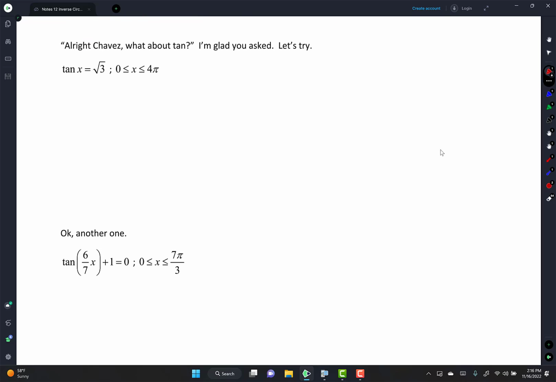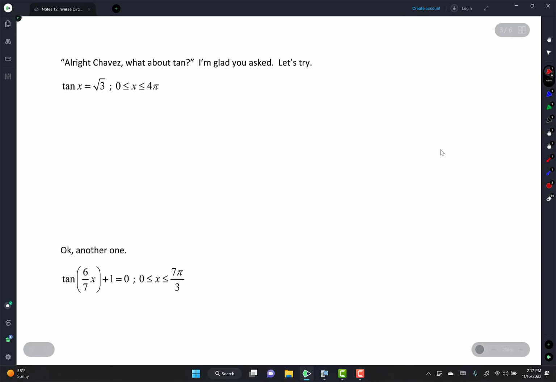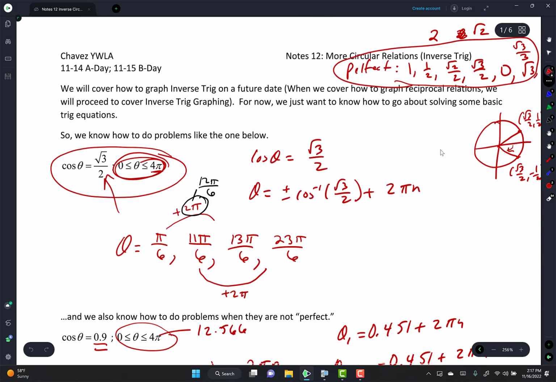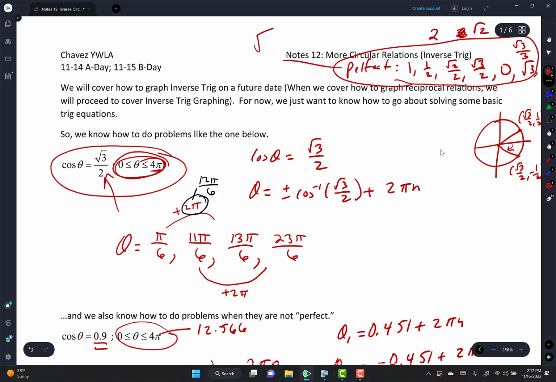Tan equals square root of 3. This one is a perfect coordinate. Did I write this down as one of the perfect coordinates? Nope. Square root of 3 is a perfect coordinate. 1 over square root of 3 is a perfect coordinate. Let's see what else. 1 is a perfect coordinate.